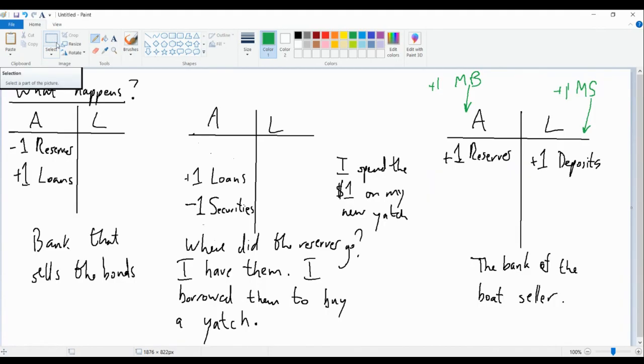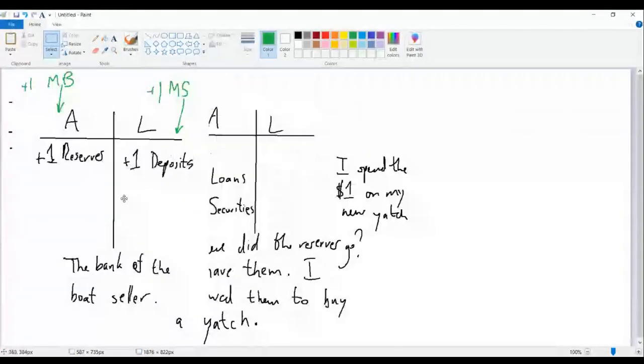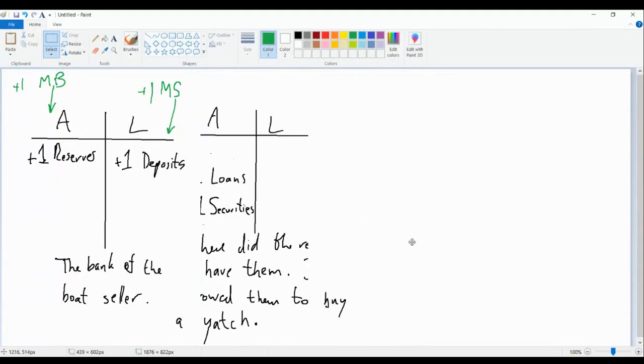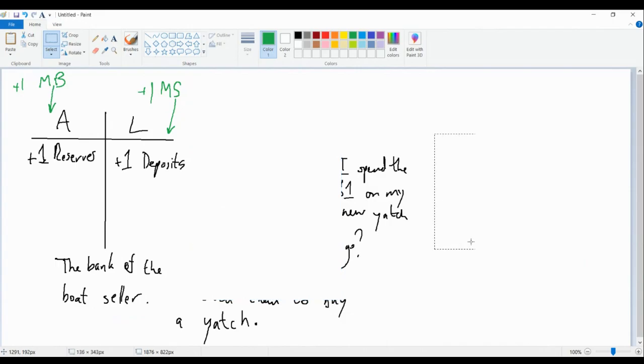Okay, so this can't be the end of the story though, right? Because remember, we were discussing that the monetary base is going to end up being smaller than the money supply. Right now we have +1 monetary base, +1 money supply. So that can't be the end of the story. What happens? Let's focus on this bank, which is the one where the reserves are now and where the new money supply is as well.